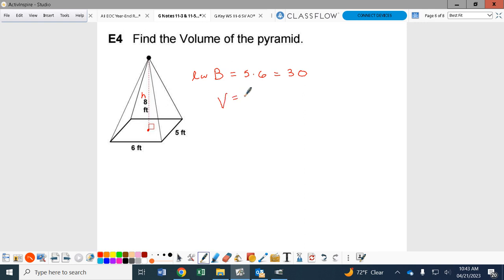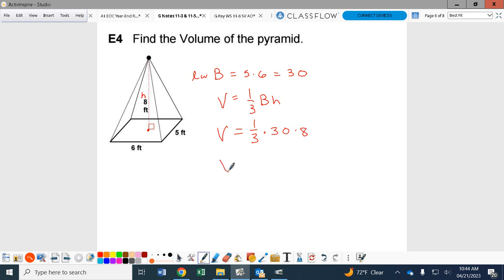Okay, this is the first time and I don't have my volume formula. I don't have my sheet in front of me, guys. What's the volume formula? 1/3, I think? Yeah. 1/3 what? BH. Base times height. Area of the base times height. Okay. So here we go. Volume equals 1/3 times 30 times the height, which is 8.